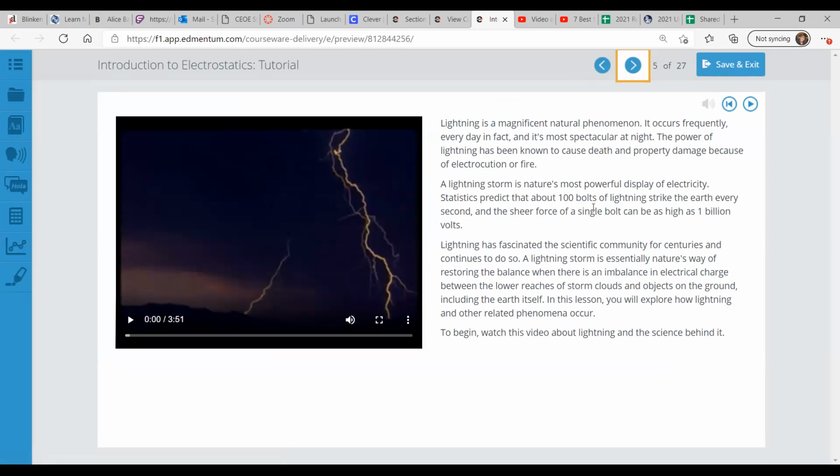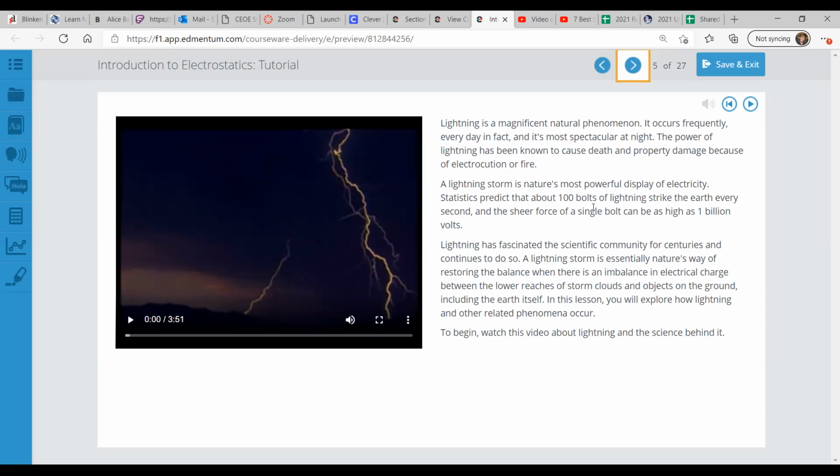Lightning is a magnificent natural phenomenon. It occurs frequently, actually every day, and it's very impressive at night when it's very dark and you can see the charges in the sky. The power of lightning has been known to cause death and property damage because of electrocution or fire. A lightning storm is nature's most powerful display of electricity.